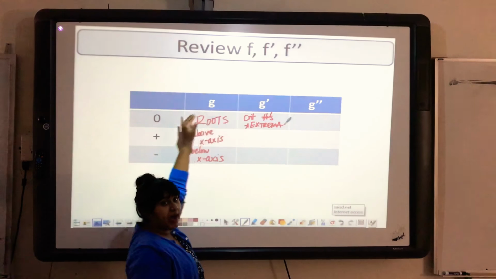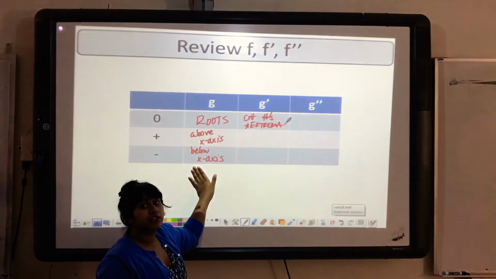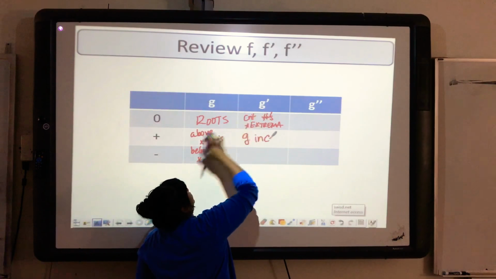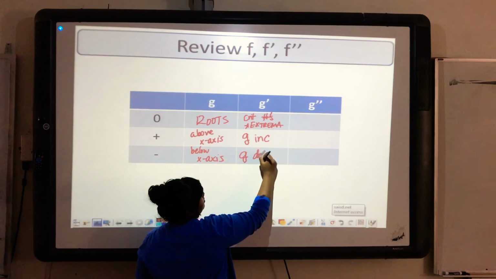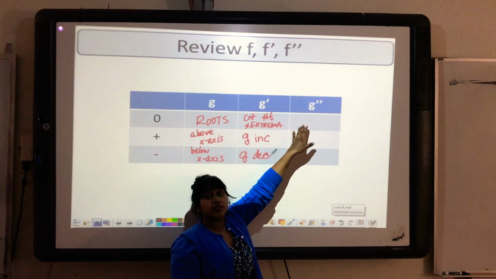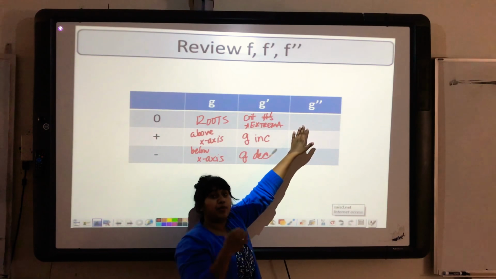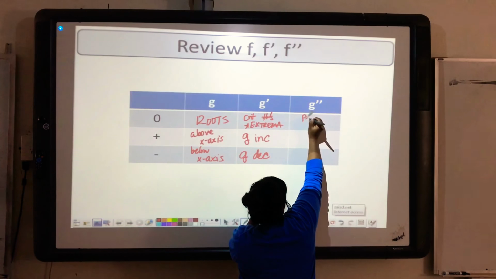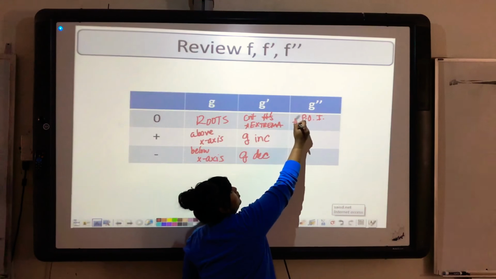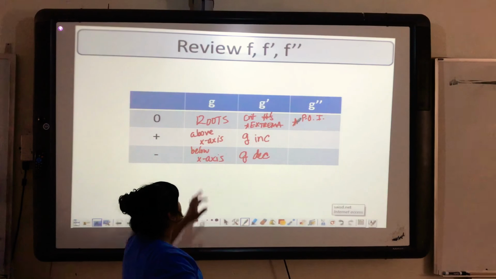When g prime is positive, when the graph of g prime is above the x-axis, what does it mean for our function? It means our function must be increasing. And so if g prime is negative, then our function must be decreasing, right? Okay. G double prime, when it equals 0, it would equal this little acronym, POI, points of inflection. And what are points of inflection? They are changes in concavity. Again, we have to test this to know if it's a true change in concavity, but it's a possible point of inflection when it equals 0.